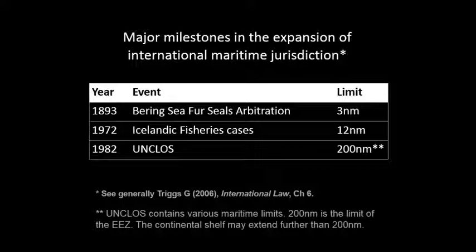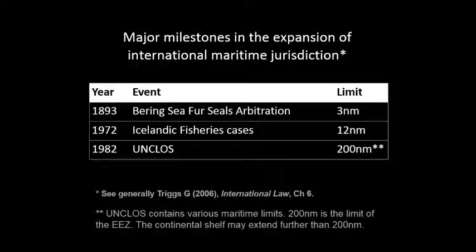So since the Bering Fur Seals arbitration, international law has expanded the maritime zones of countries. Back in 1893, the maritime zones that were recognized were 3 nautical miles, which many of you might know. Well, does anyone know where the 3 nautical mile limit comes from? I think it was in the 1700s, it was the limit that a cannon could fire at that time. And so it was considered the limit of the area that could be controlled from the land. Because if you couldn't fire a cannon any further, you couldn't control it from the land.